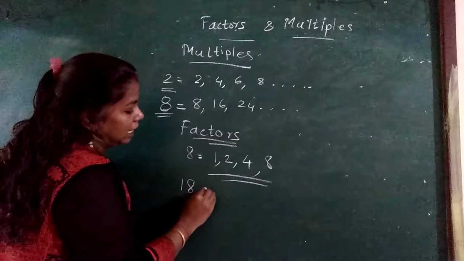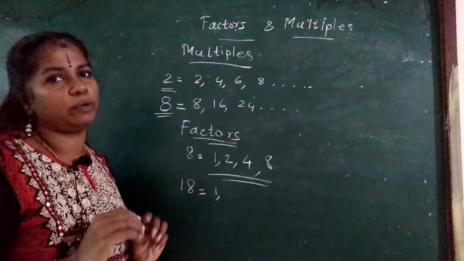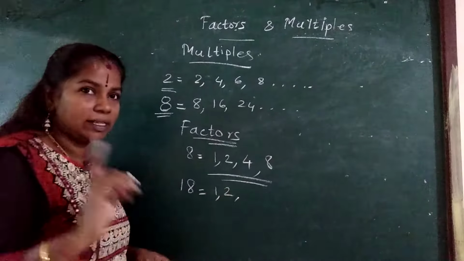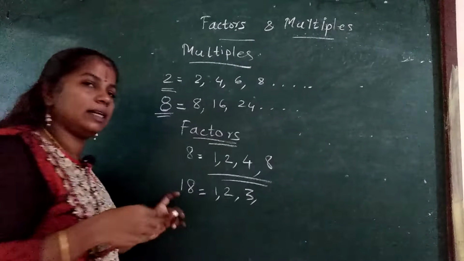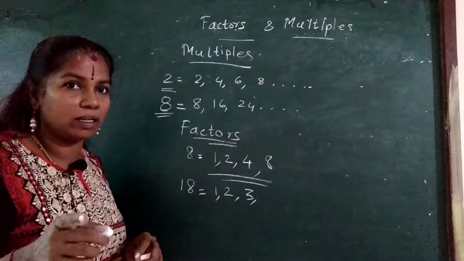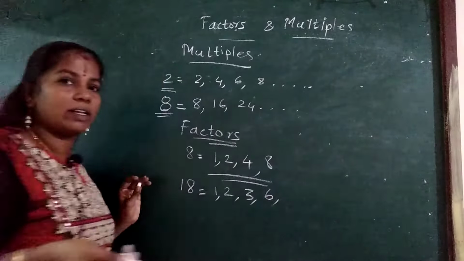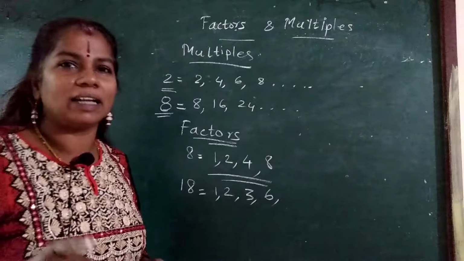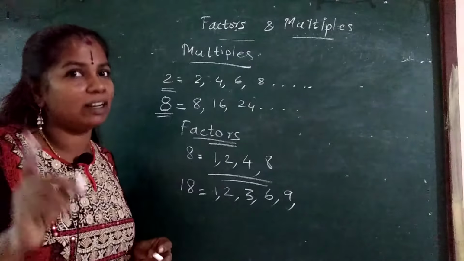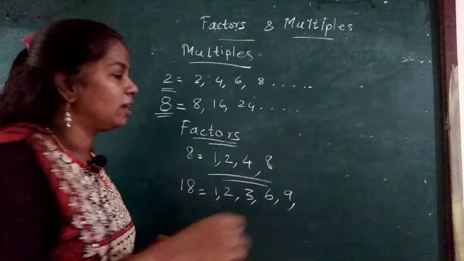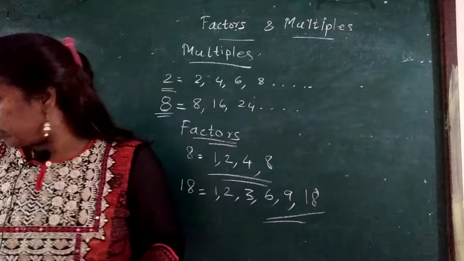Now suppose I want to write the factors of 18. What will I start with? 1. 1 is common for all. Even if you do not write 1, there is no problem. Then we will start with 2. 2 nines are 18, isn't it? Next, 3. 3 sixes are 18. So in 3's table also, 18 comes. Then 4. Does 18 come in the 4 table? No. 5? No. 6. 6 threes are 18. Correct. 7? No. 8, no. 9, 9 twos are 18, correct. 10, no. 11, 12, 13, 14, 15, 16, 17, no. Finally, 18. Got it?